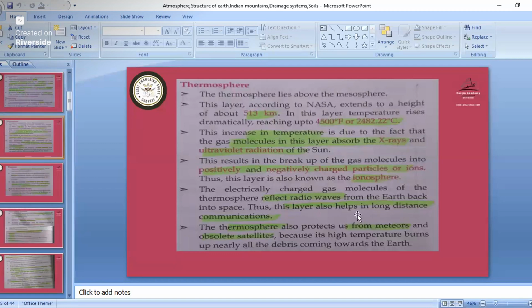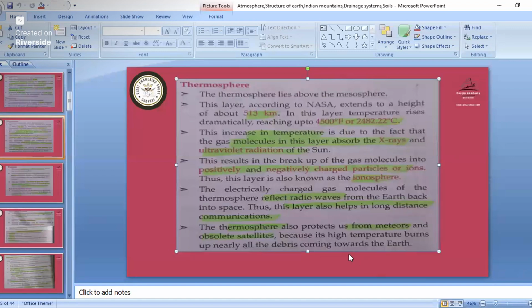The thermosphere also protects us from meteors and obsolete satellites. It protects us from meteors. You know, if meteors burn and fall down to the earth, then there will be a lot of damage on the earth, a lot of damage to the buildings and everything.